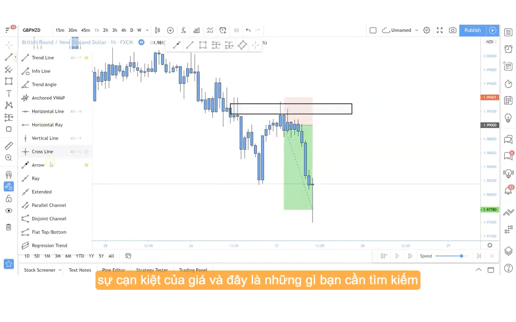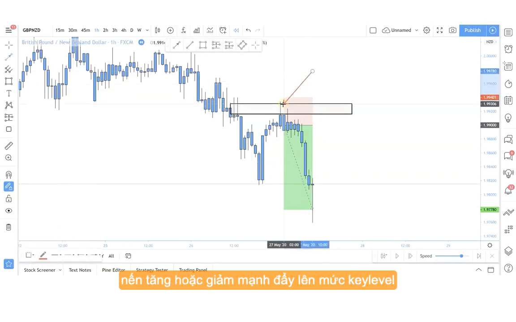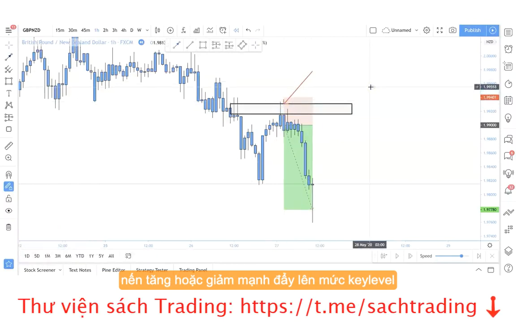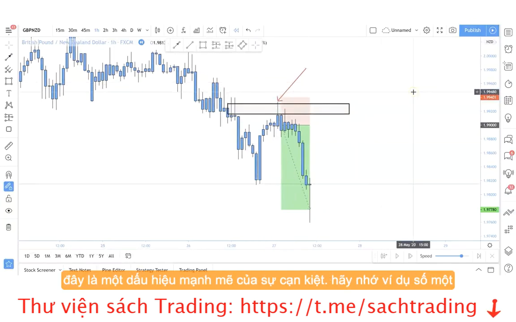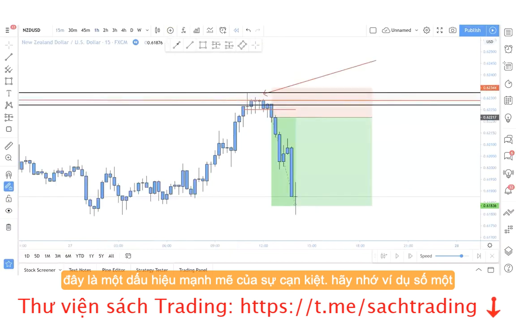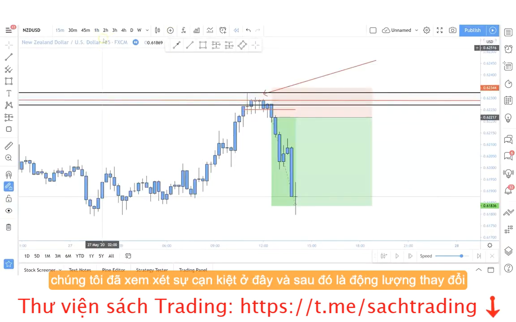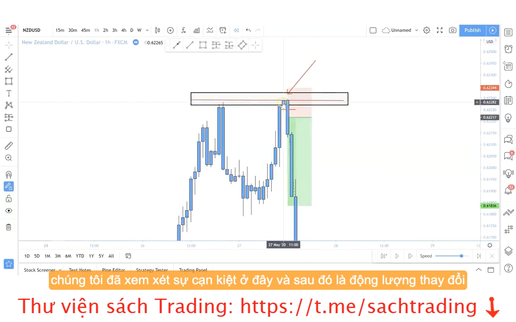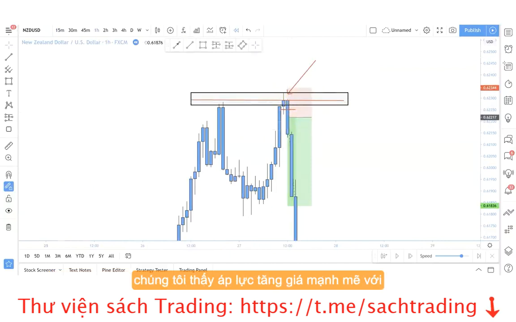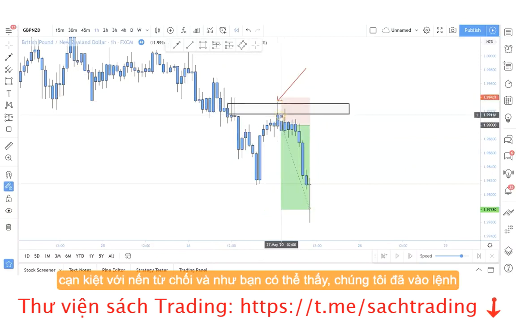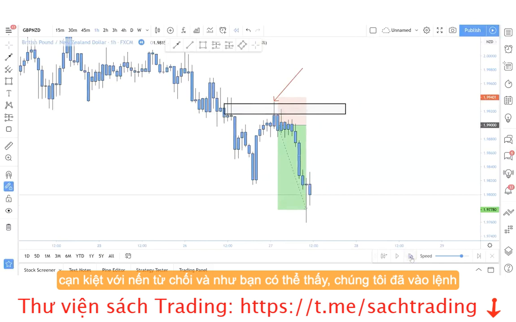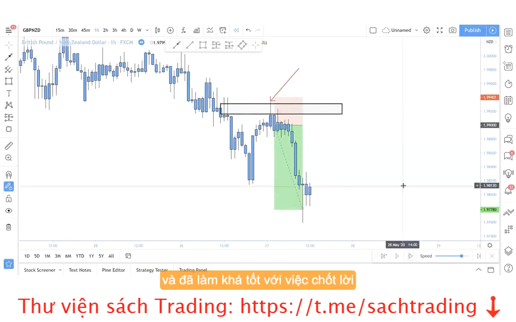And look here, this is what you need to be looking for. Strong bullish or bearish candles pushing into a key level and then leaving these wick rejections behind. This is a strong sign of depletion. Remember example number 1, we looked at the depletion here and then the momentum shift. On pound New Zealand dollar, we see strong bullish pressure with a depletion with a wick rejection. And as you can see, we took this trade and we did pretty well with our take profit.